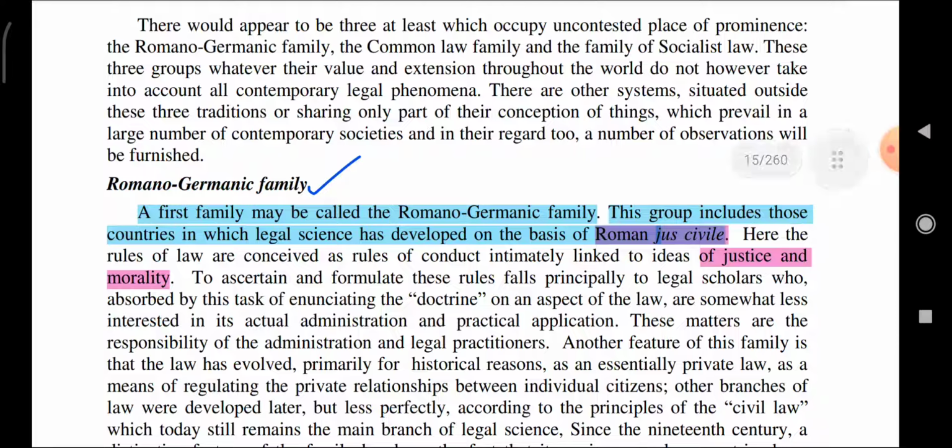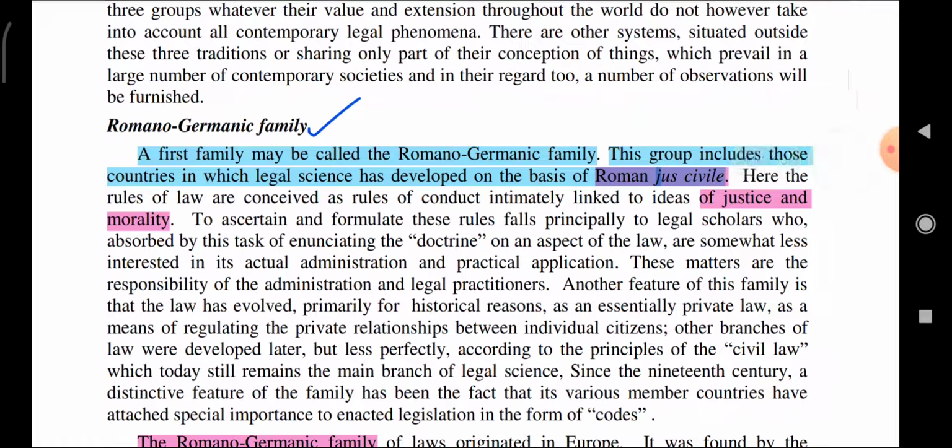To ascertain and formulate these rules falls principally to legal scholars, who, absorbed by this task of enunciating the doctrine on an aspect of law, are somewhat less interested in its actual administration and practical application. These matters are the responsibility of administrators and legal practitioners. Another feature of this family, this is the feature guys, is morality and justice regarding the Romano-Germanic family.